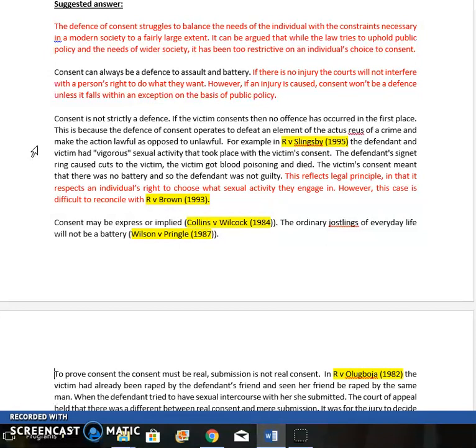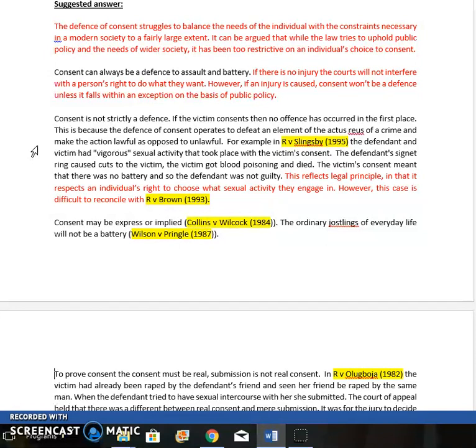And it actually resulted in the death of the victim. So a dramatic set of circumstances, but the defence of consent was valid even where there was a death here, because it's reflecting legal principle in that it was respecting an individual's right to choose what sexual activity they engage in. There was no battery in that particular case, so it couldn't be unlawful act manslaughter. There was no battery because the consent to the activity made the touching lawful.